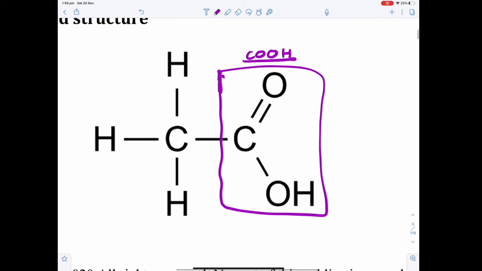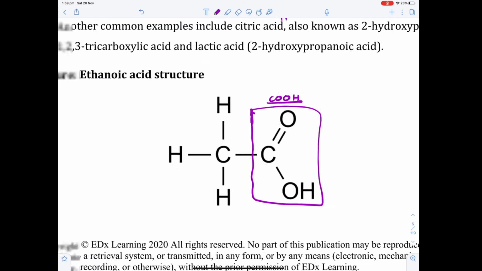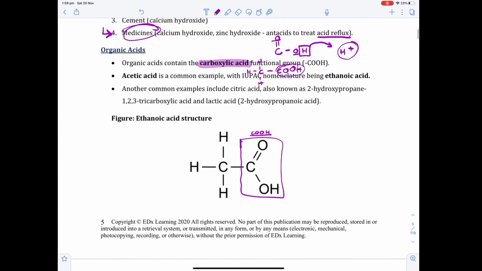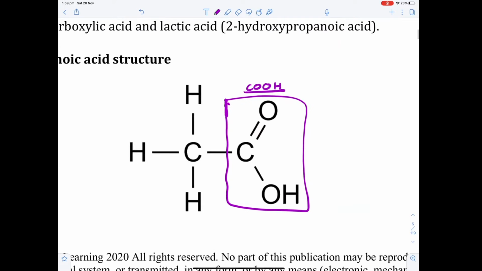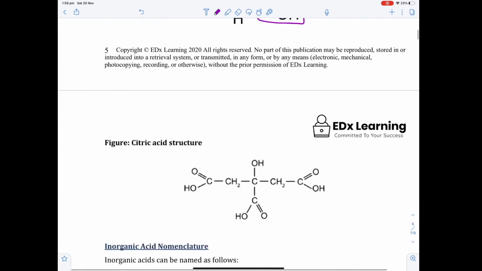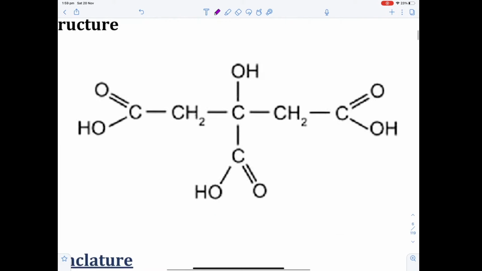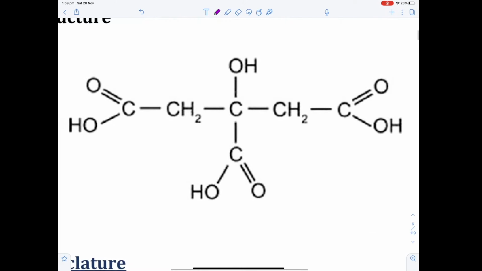So continuing on, that's it for your organic acids. Not too difficult. Any questions so far? Pretty easy thus far. Very good. Here you see a more complicated acid. This is 2-hydroxy 1,2,3-tricarboxylic acid, or in simple terms, this is what we call citric acid.